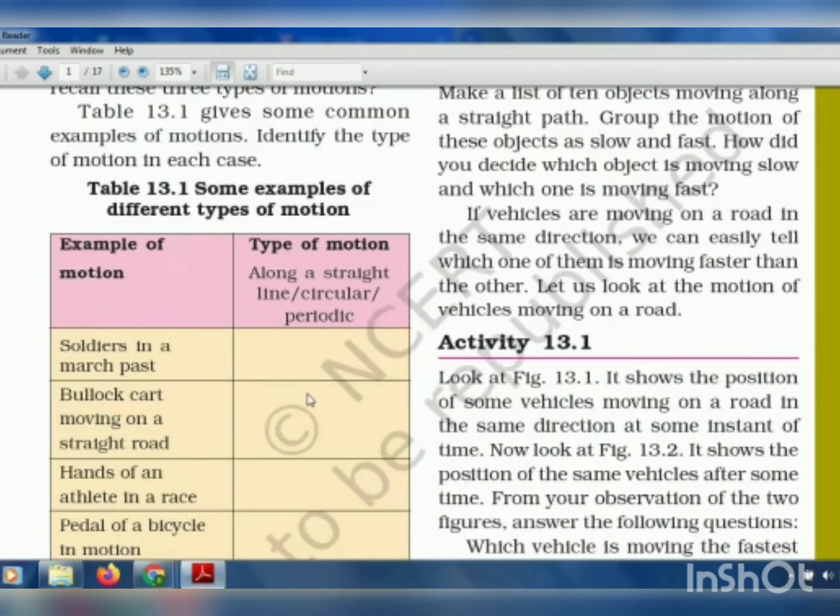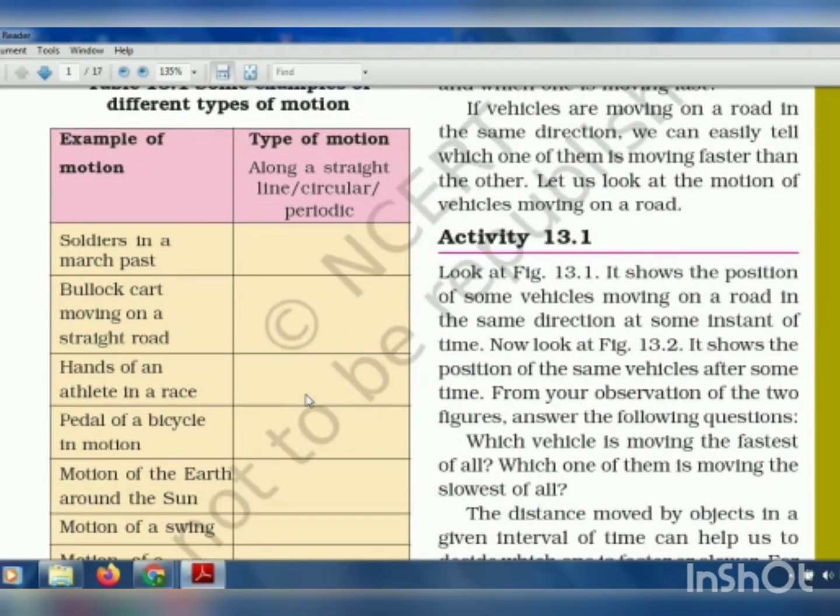Now here in this table 13.1, they have given you some examples of motion and we have to find it out. We have to separate it, categorize it into three different types of motion, that is along a straight line, circular and periodic. Okay. So soldiers in a march past, they move in a straight line. Bullock cart moving on a straight road, it also moves along a straight line.